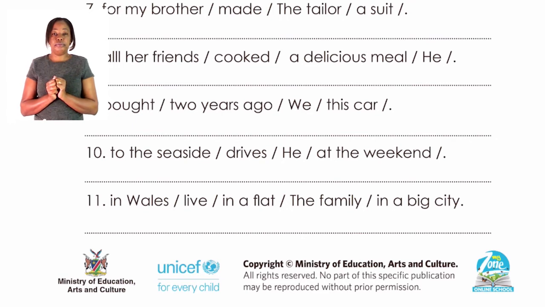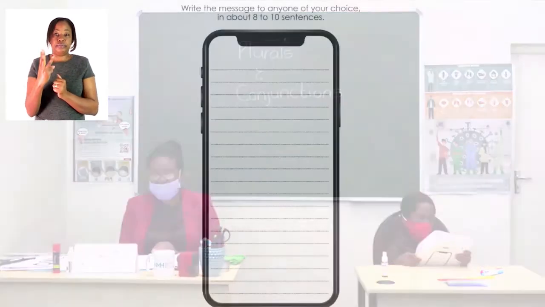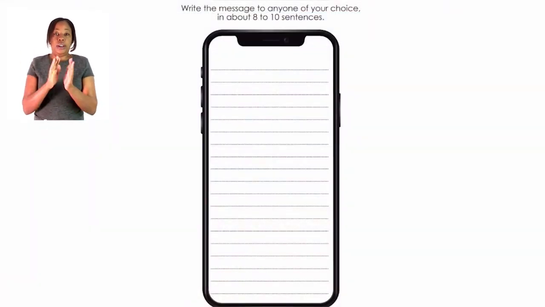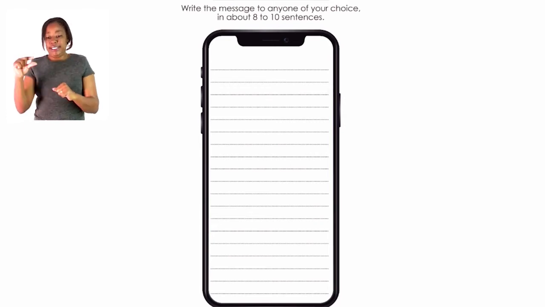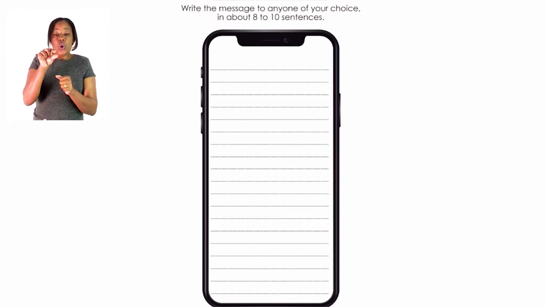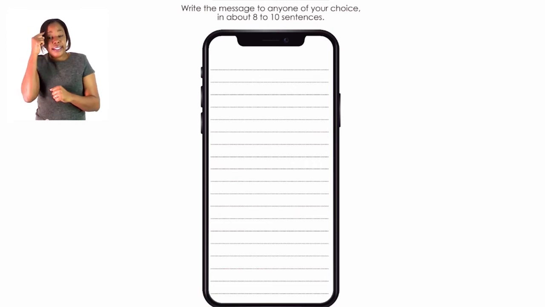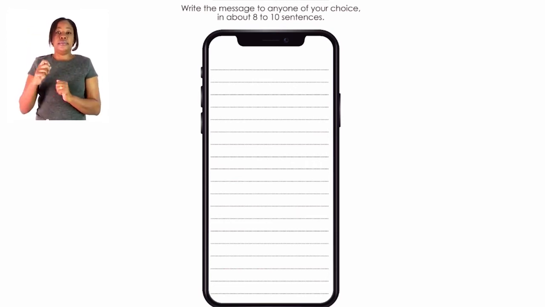Now let me get the grade 2s back again. Grade 2s, come with me over to page 17. The grade 2s, you are going to enjoy writing and formulating your own sentences here. You write a message to anyone of your choice, your friend, in about 8 to 10 sentences. Make your own sentences. They can be 8 or 10. Check your spellings and check your sentences whether they are correctly constructed. Make the sentences nice. You can be rubbing how many times you want until you make a proper sentence, and I'll check with you again.